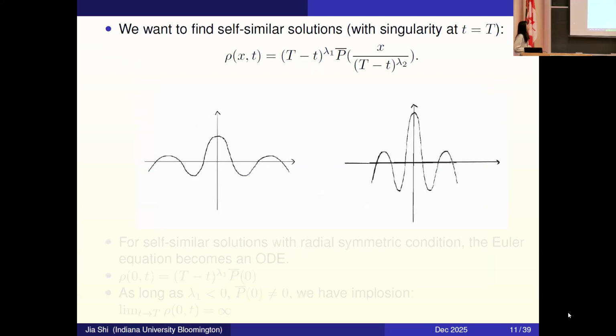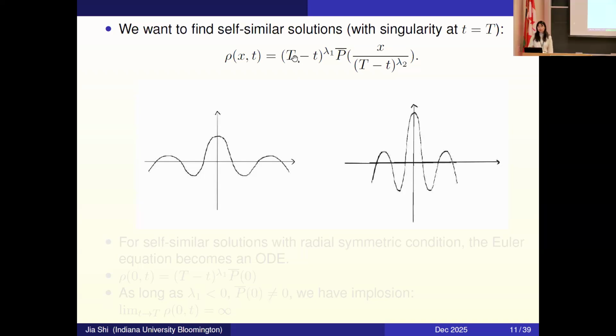So the good way to find implosion is through the self-similar solution. The self-similar solution itself will look like this. With time change, the solution will not change shape. The only thing it does is scale along two axes. In this picture, it will compress along the x-axis and stretch along the vertical axis.